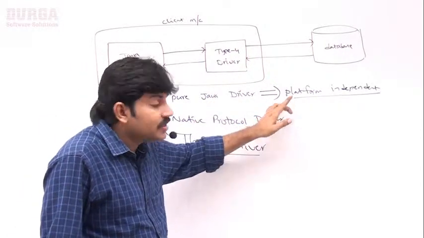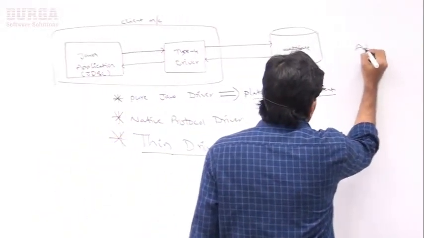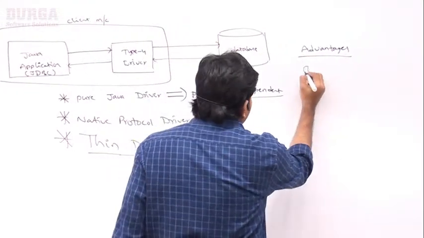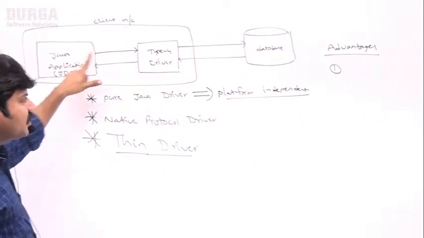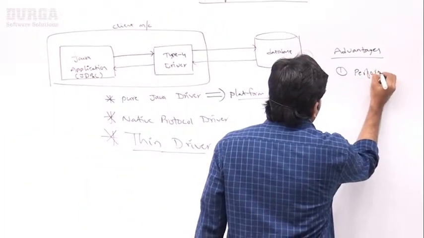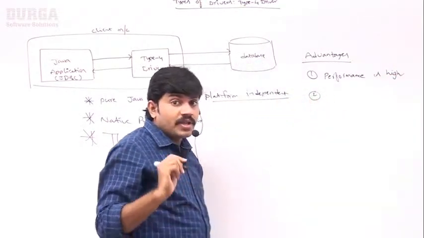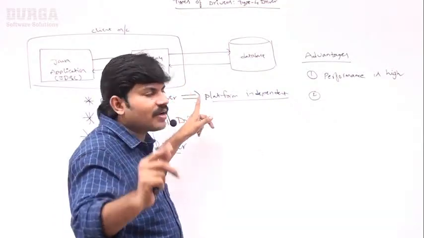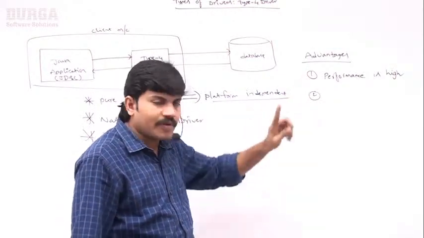The second advantage, platform independent driver. If any person asks what are the various advantages of the type 4 driver, what is the first advantage? Here, how many levels of conversion are required? Only one level. JDBC calls into database specific calls. That's why performance is high. Performance is high because only one level of conversion is required. The type 4 driver can communicate directly with the database without any further internal conversions. That's why performance is high.